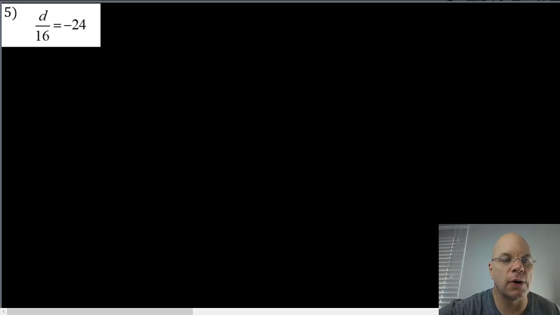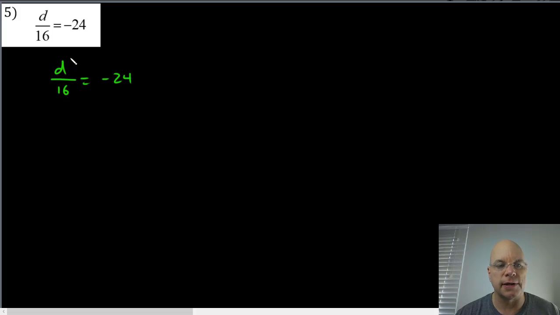The first equation we have says d divided by 16 is equal to negative 24. The whole idea of solving an algebraic equation is you want to isolate the variable, because if I can just get d by itself on one side of the equation, then I'll know d equals whatever's on the other side, and then I will have identified the value of d. So we have to undo whatever's happening to the variable on the left side of the equation here. Here we're dividing by 16, and the inverse for dividing by 16 is multiplying by 16. So if I multiply by 16, I can undo that division.